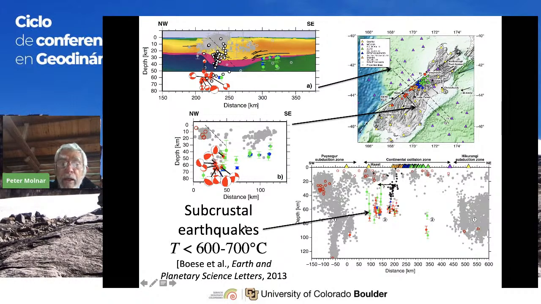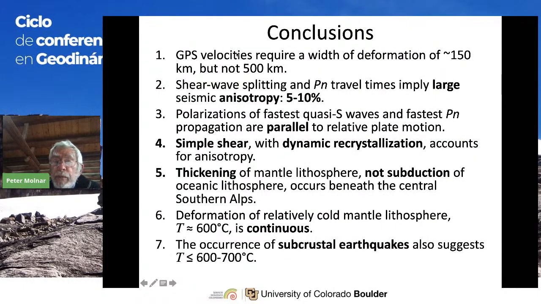So to summarize, first, the GPS velocities require a width of deformation that's of order 150 kilometers, not 500, but 150. It's not a narrow zone. Shear wave splitting and PN travel times imply large anisotropy, 5 to 10%. This is very large. Anisotropy can never go on infinitely, because eventually you can't align the olivine any better than having it perfectly aligned. So this is approaching the maximum possible anisotropy.